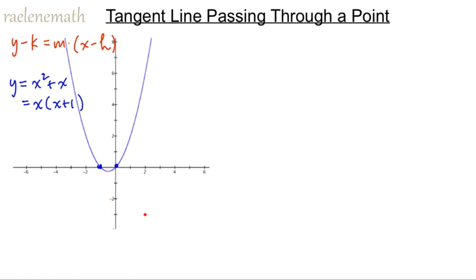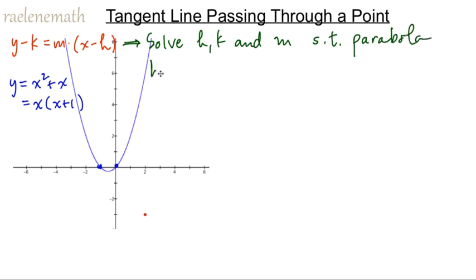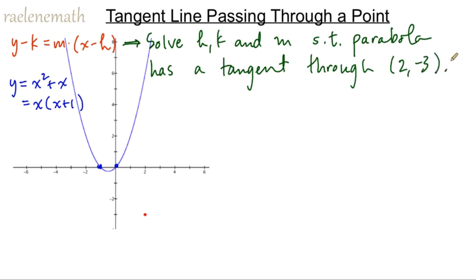Another useful problem-solving strategy is to restate the problem in our own words, and so now I know that I need to solve for h, k, and m such that the parabola has a tangent that passes through the given point. And so I should draw the tangent because that's not on my picture yet. I do have the point plotted, which is good, and I have the parabola plotted. So I'm going to take the tangent as the line that the curve looks like when I zoom in far enough, and I want that tangent line to pass through the given point, 2 comma negative 3.